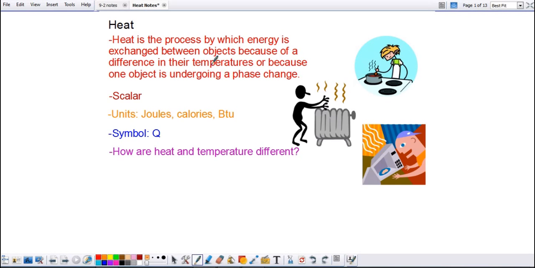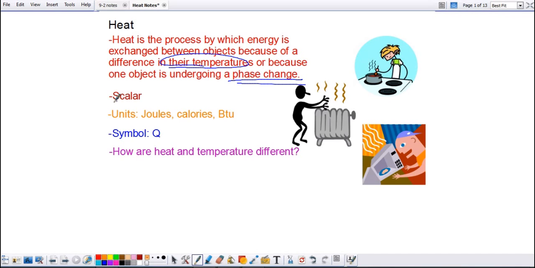That's not the only thing that could happen. You could also have an ice cube that's melting. It's undergoing a phase change. Its temperature is not changing during this time, but heat is being added to change it from a solid to a liquid. So when we talk about a temperature change, we're going to be talking about specific heat capacity, and when we talk about a phase change, we'll be talking about latent heat, and that'll be in a couple of videos to come.